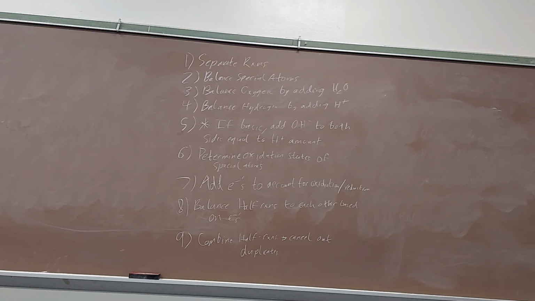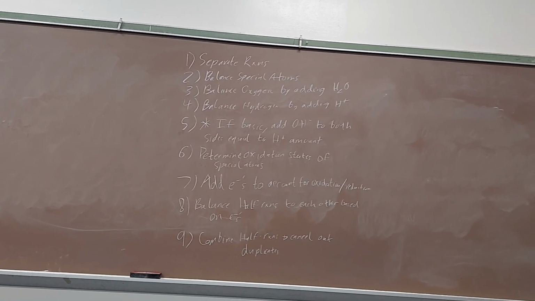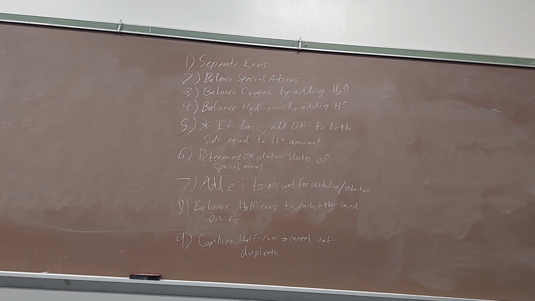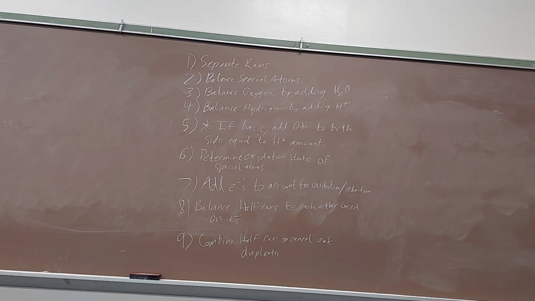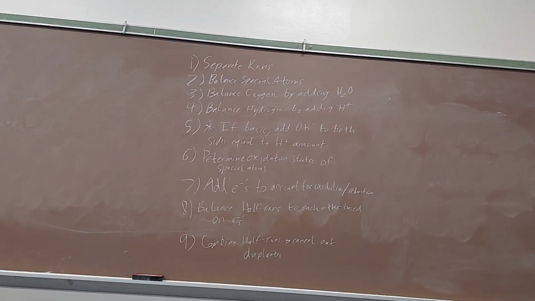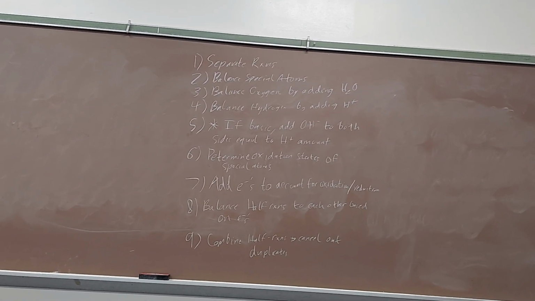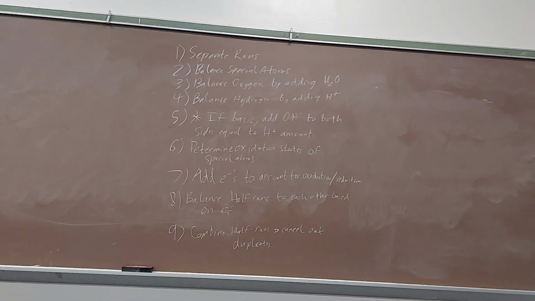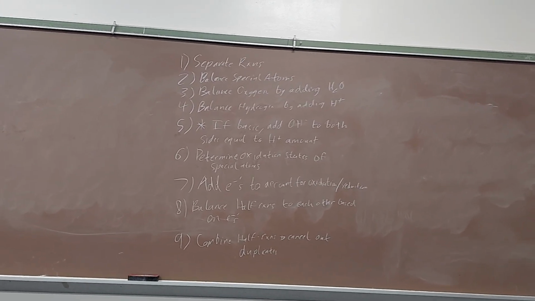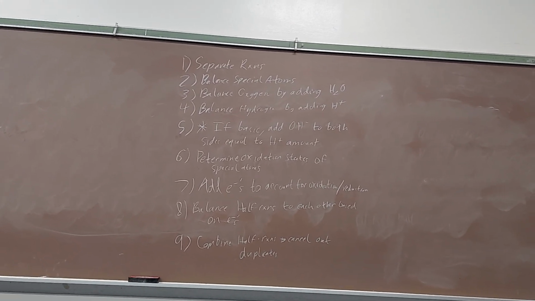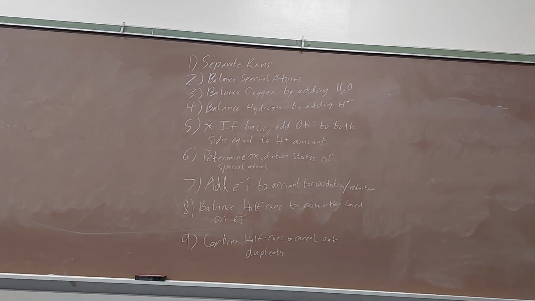Then, if you are in an acidic solution, you go to step 6. If you are in basic solution, we do step 5. If basic, we add OH- to both sides equal to the H plus amount. When we do this, the side that had H pluses is going to form more waters, and the side that did not have H pluses is going to have OH minuses.